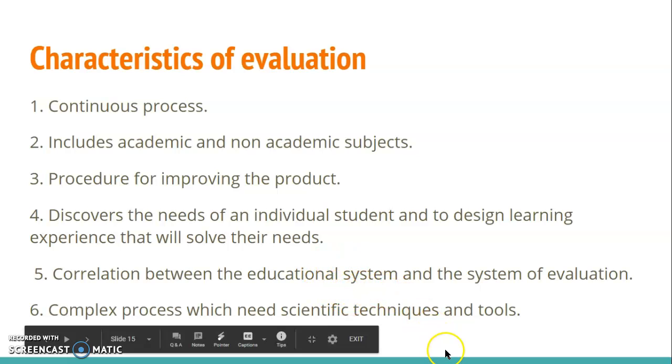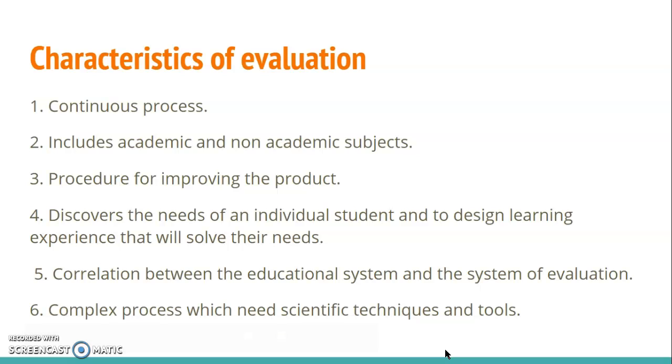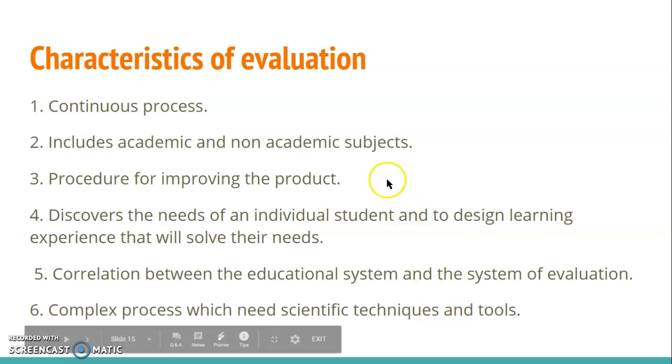There is a correlation between the educational system and the system of evaluation. You can relate how the educational system and the evaluation system are functioning. It is a complex process which needs scientific techniques and tools. For evaluation to be successful, of course, you need a lot of techniques and tools. So these are the characteristics.